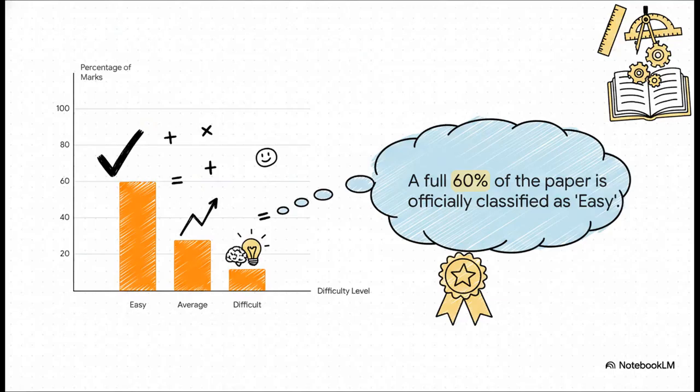Now, check this out and let it sink in for a second. According to the official blueprint, a full 60% of the paper is classified as easy. Only a tiny 12% is considered difficult. This isn't just wishful thinking, folks. This is a fact. The exam is literally designed to be passed, and passed well, by anyone who prepares strategically.